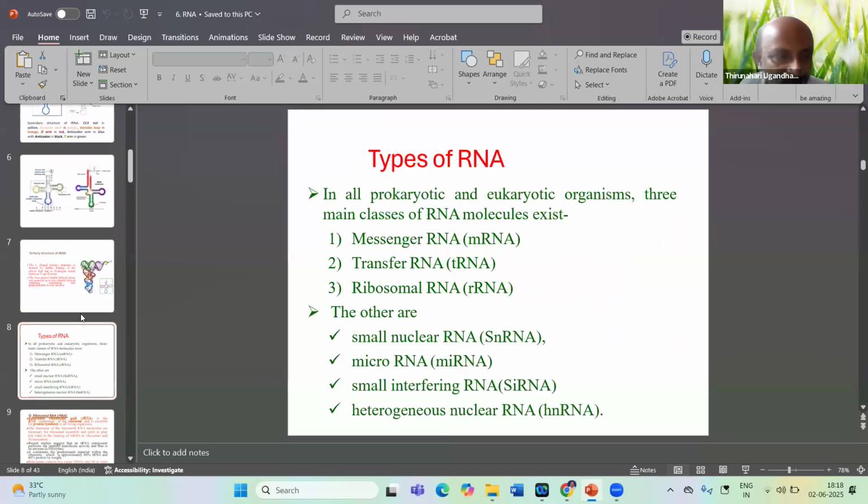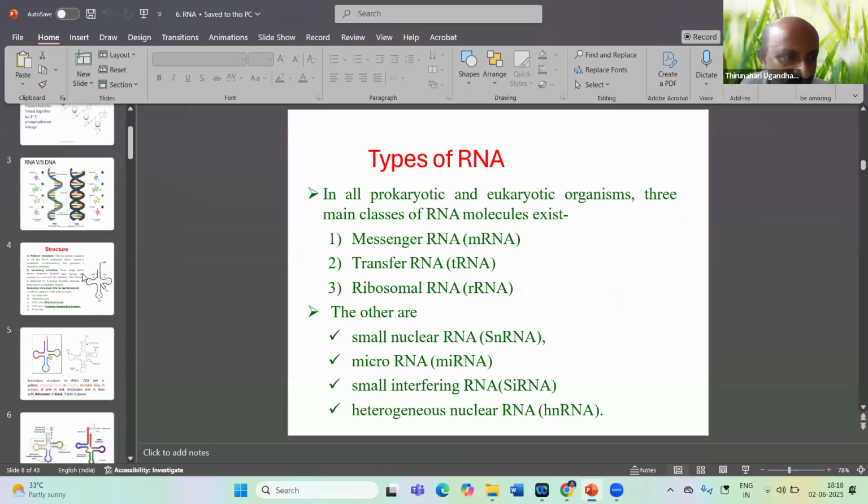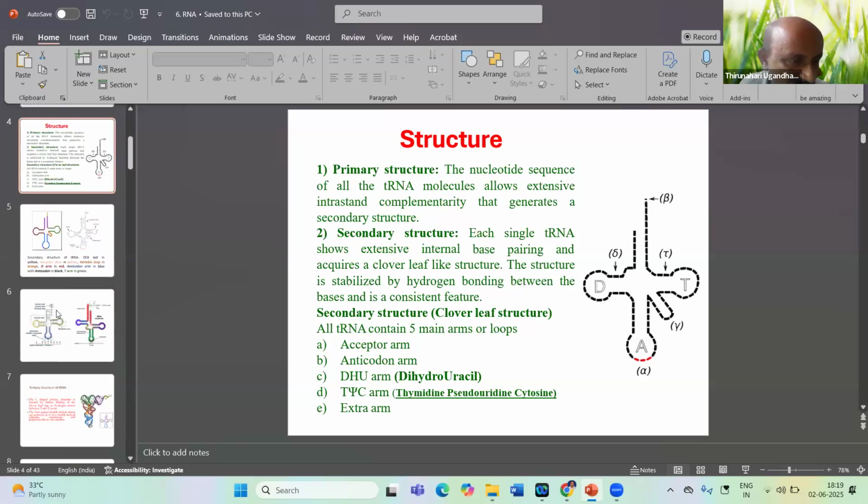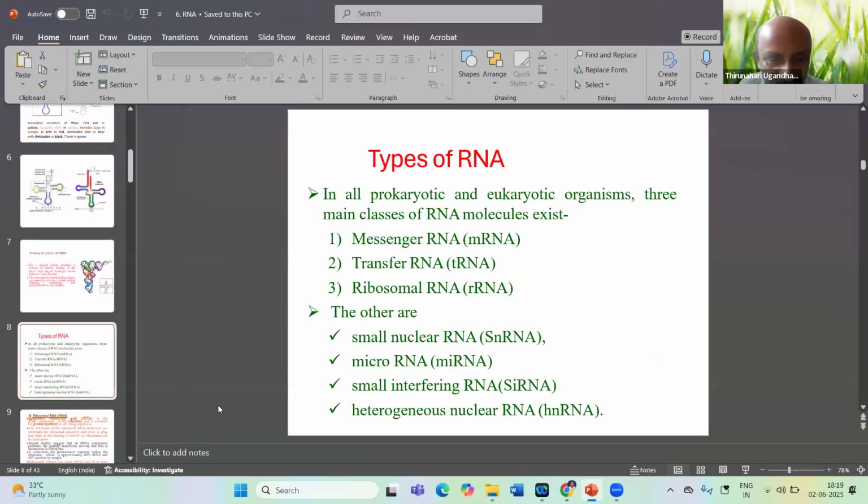Now the types of RNA. The structure has three levels: primary, secondary, and tertiary. Based on function, RNA can be classified majorly into 3 types: mRNA, rRNA, tRNA. Additionally, there are 4 more types.